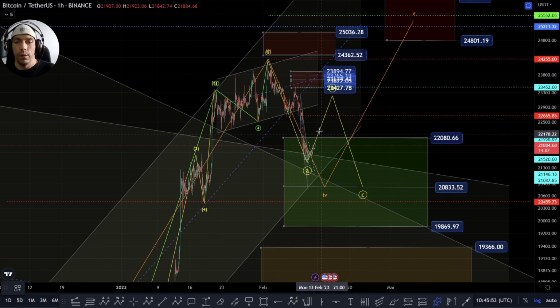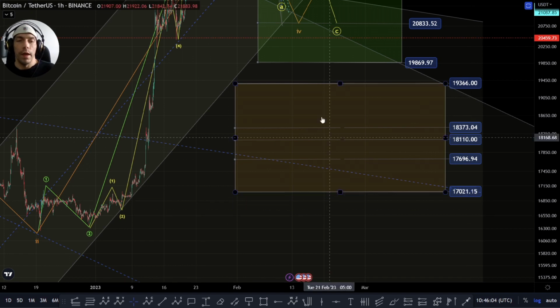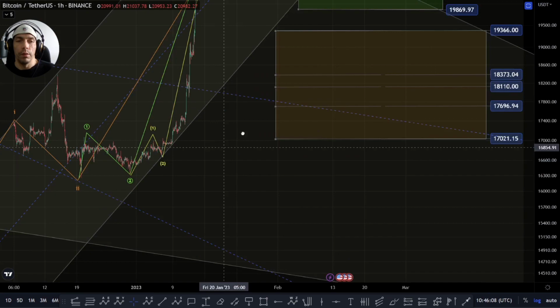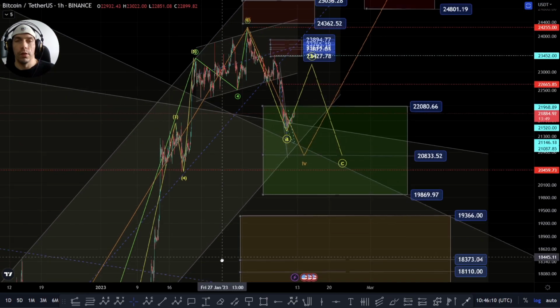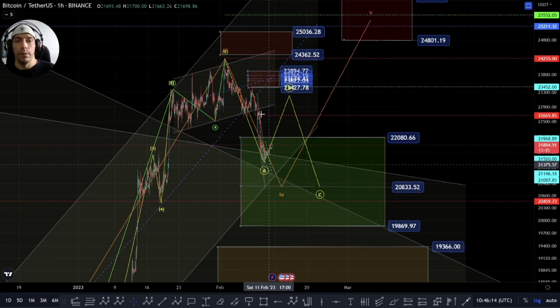The alternative is that we could be looking to move down deeper here, and the zone of support we'd be looking for would be this 19366 to this 17021. And if we fail to hold this zone though, effectively we would be looking for that continuation to the downside, and potentially looking for a bigger five-wave move to unfold. So this is just something we're currently keeping an eye on.